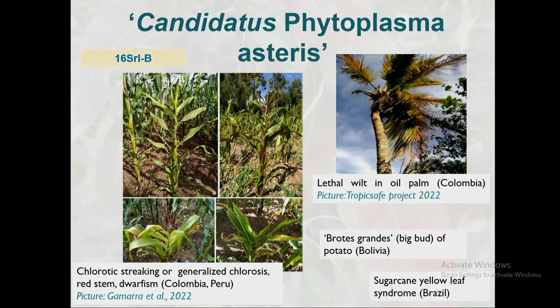We have in South America Candidatus Phytoplasma asteris, of course, one of the phytoplasmas present in this region. One of them is 16SrIB, and we have chlorotic streaking in maize, chlorosis, dwarfing, especially in Colombia and Peru. In Chile, we didn't find phytoplasmas associated with corn generally. Lethal white in oil palm in Colombia, then brotes grandes, big bud, in potato in Bolivia, and sugarcane yellow leaf syndrome in Brazil, associated with 16SrIB.